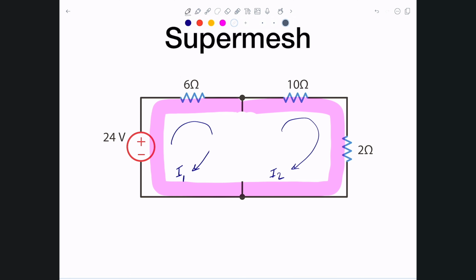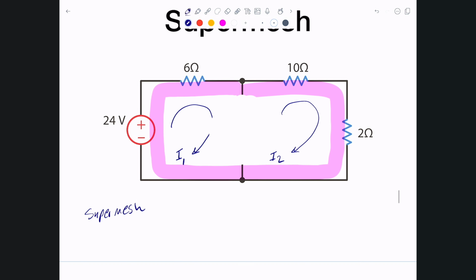So this branch does not exist, and you write this. You still keep the two mesh currents. There are still two mesh currents in here, and when you write the equation, you assume that particular current source does not exist. Okay, so let me just write this super mesh equation. This is what we call a super mesh equation because it contains two meshes. Sometimes it might contain more meshes as well, but now let's start with two meshes.